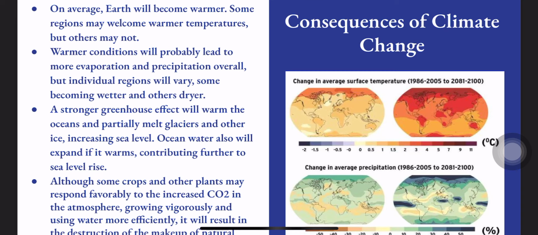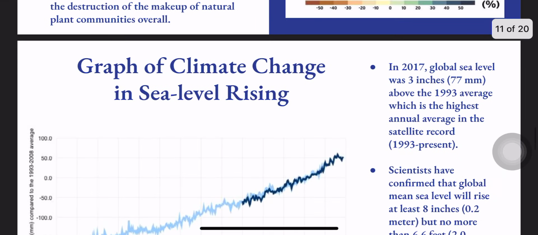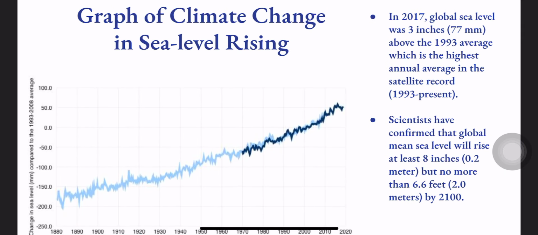others drier. A stronger greenhouse effect will warm the oceans and partially melt glaciers and other ice, increasing sea level. Ocean water also will expand if it warms, contributing further to sea level rise. Although some crops and other plants may respond favorably to the increased CO2 in the atmosphere, growing vigorously and using water more efficiently, it will result in the destruction of the makeup of natural plant communities overall.